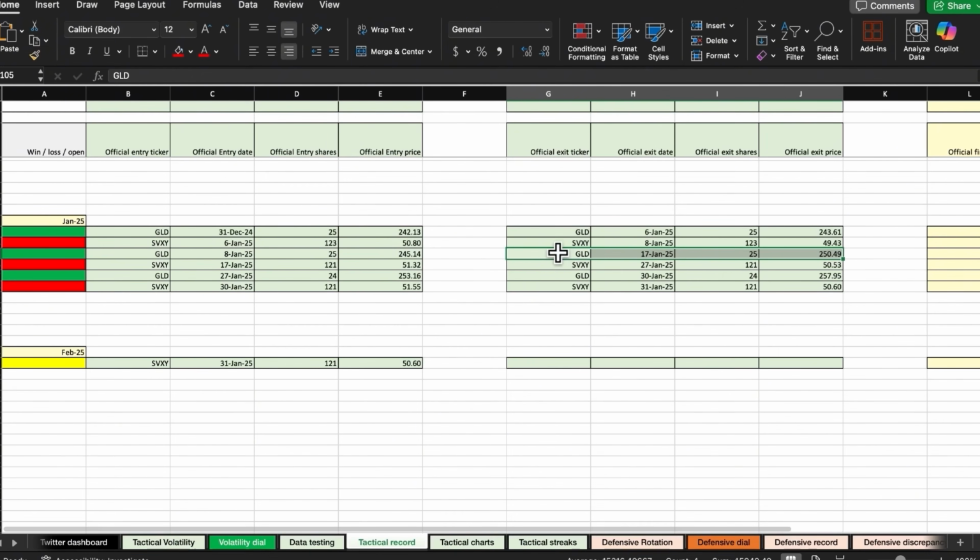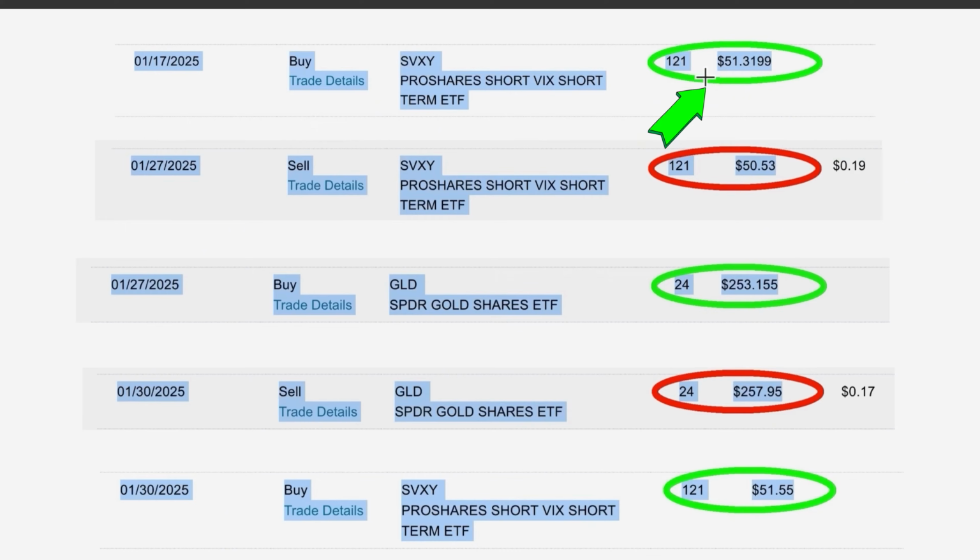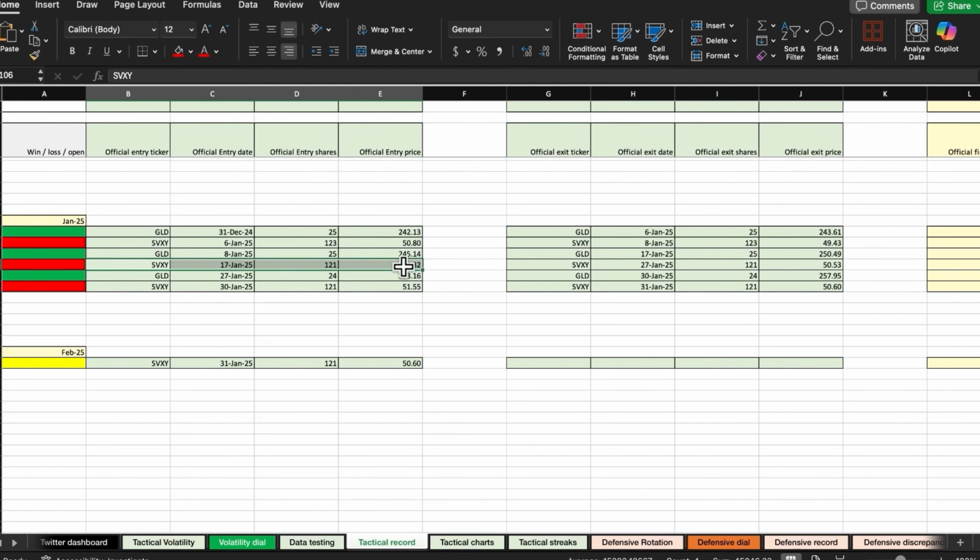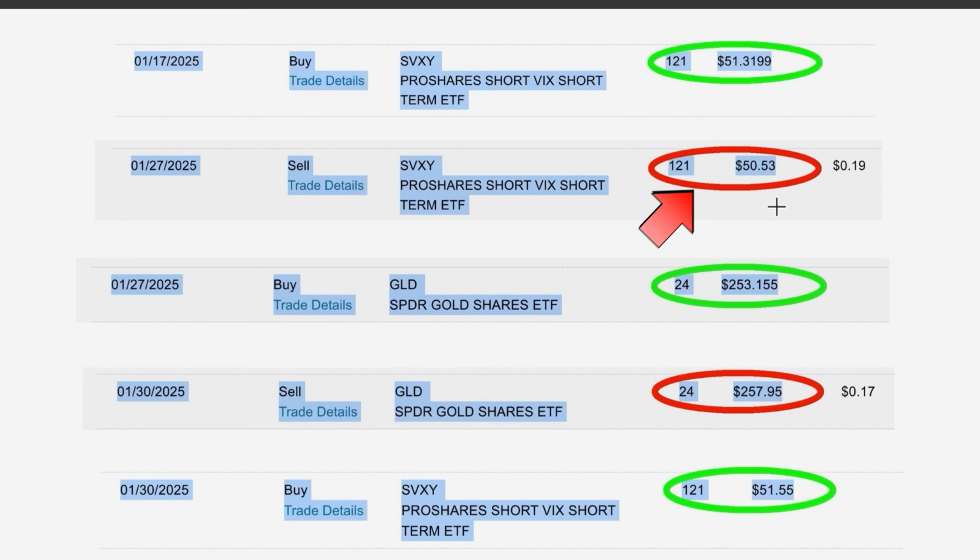So then next, again, selling on the 17th means we are getting into something else on the 17th. 121 shares at 51.32. I always round up, of course, so that's right there, 51.32. And when was that position sold? So that one was exited on the 27th of January, sold for 50.53. I think you get the point, but there's the sale right there. Again, very small trade fee associated with that. We'll get to that in a minute.